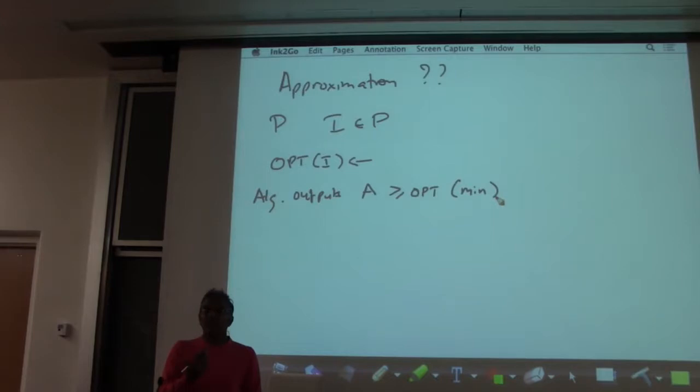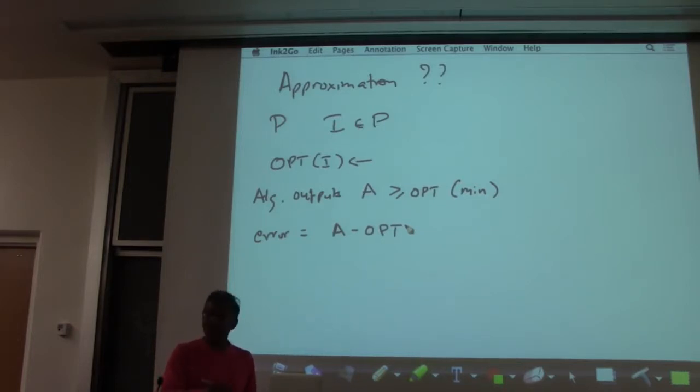So one way, these are numbers after all, is to say, well, let's look at the error is equal to A minus opt. Right? If the error is 0, I'm optimal. If the error is more than 0, I'm further away. The larger the error, the worse it gets. And that's kind of what we want. We want a number that gets bigger as we get worse and gets smaller as we get better. So this is a perfectly reasonable number.